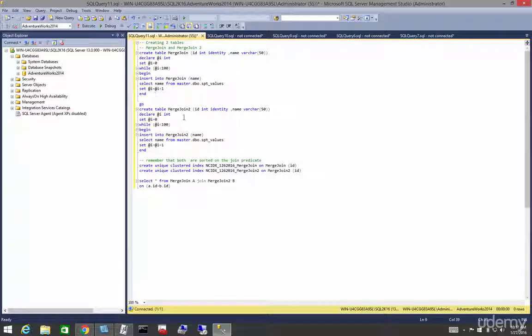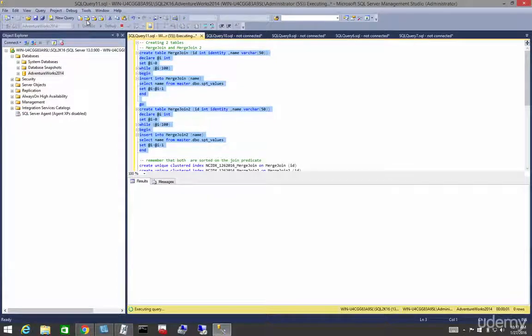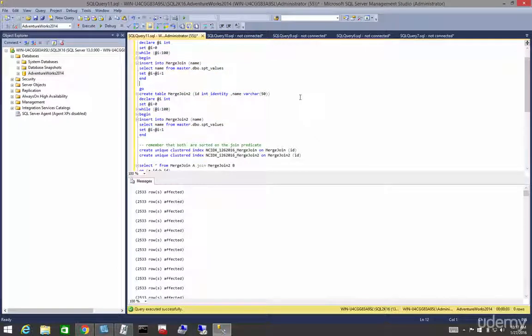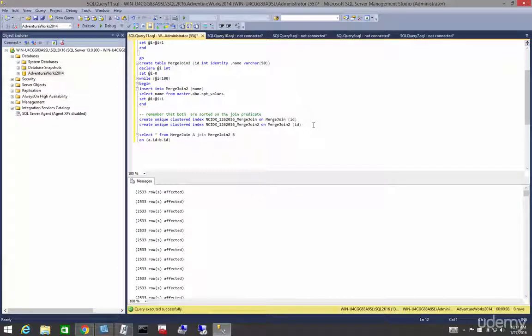In this video, let's learn about the merge join. One difference between this and the nested loop join is that in a merge join, both input operators are executed only one time. Another difference is that the merge join requires an equality operator, and, this is important, its input must be sorted on the join predicate.